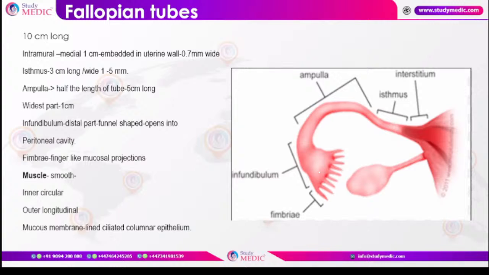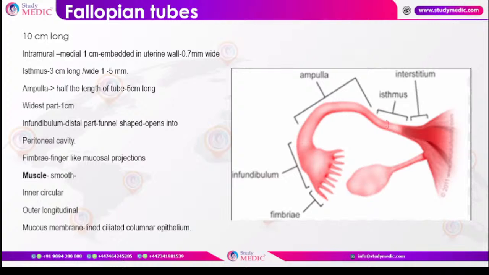So the most important, frequently asked question is, which is the part of the tube that is the narrowest? Traditionally, this intramural part they will not consider to be a part of the tube because it is embedded inside the uterus. So traditionally, it is thought that the isthmus is the narrowest part of the tube. Remember, isthmus is the narrowest part of the tube, and ampulla is the widest part.